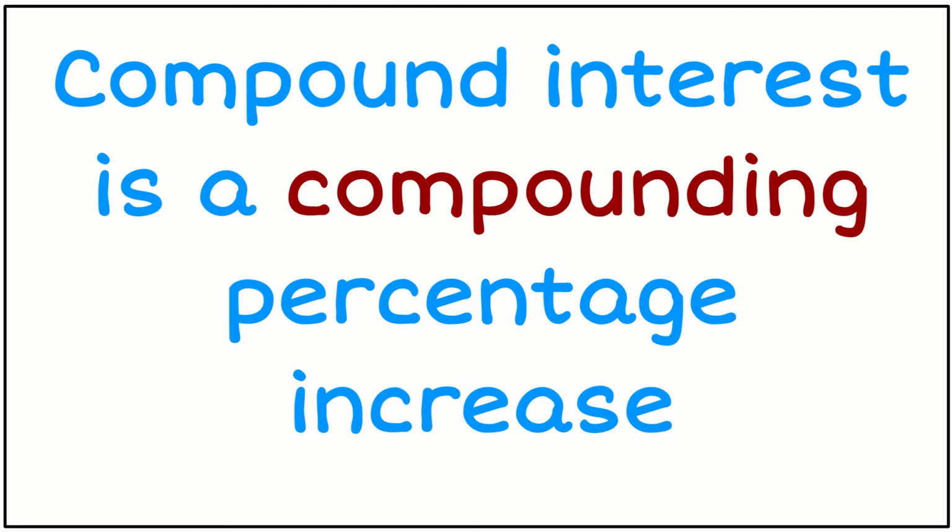So compound interest is a compounding percentage increase. It means we're adding on top of and compounding it. So it's a little different from the simple interest that we looked at before. So let's take a look.